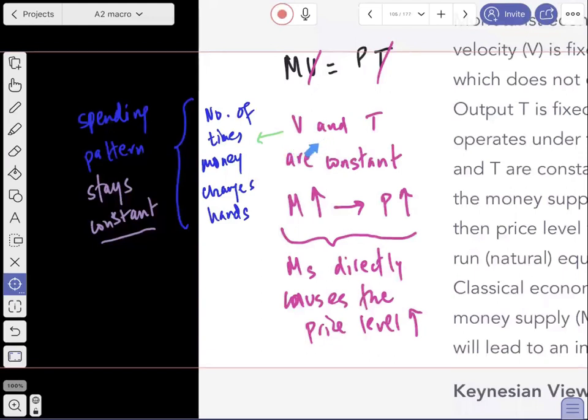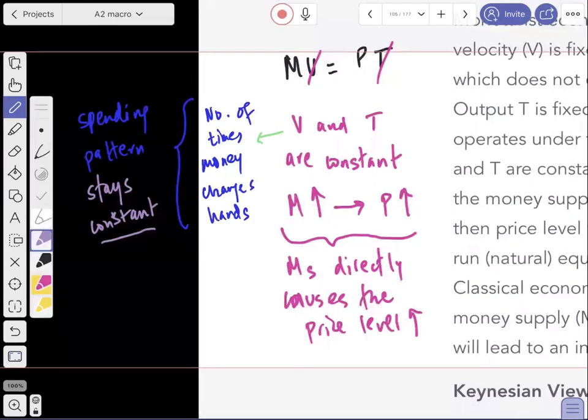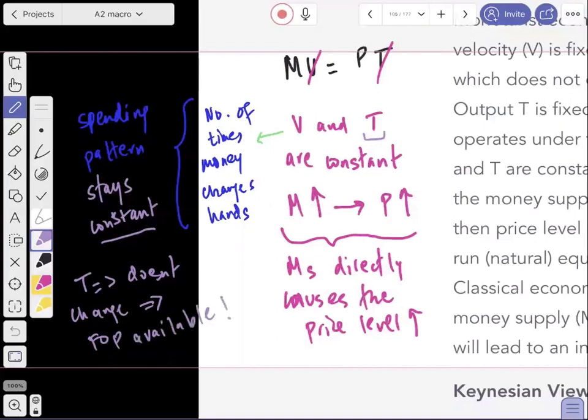Second thing they argue is that T is your number of transactions, and T is also something that doesn't change. The reason why it doesn't change is because it depends on our factors of production available. So your land, labor, capital, enterprise, all of those factors of production that are available do not really change that often. Because they do not change that often, T doesn't really change that much.